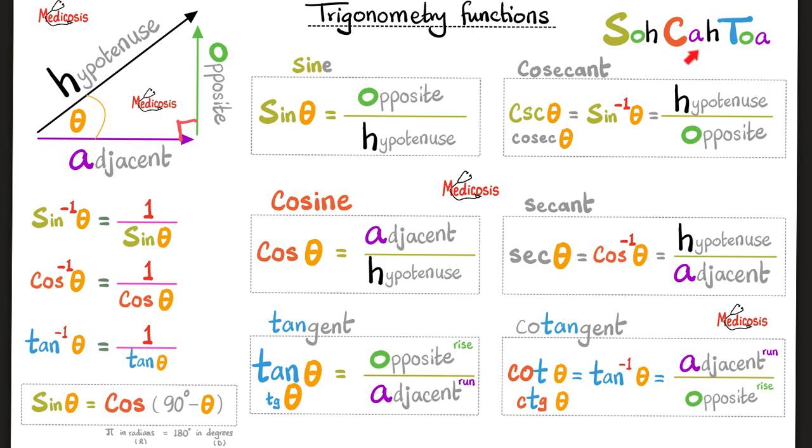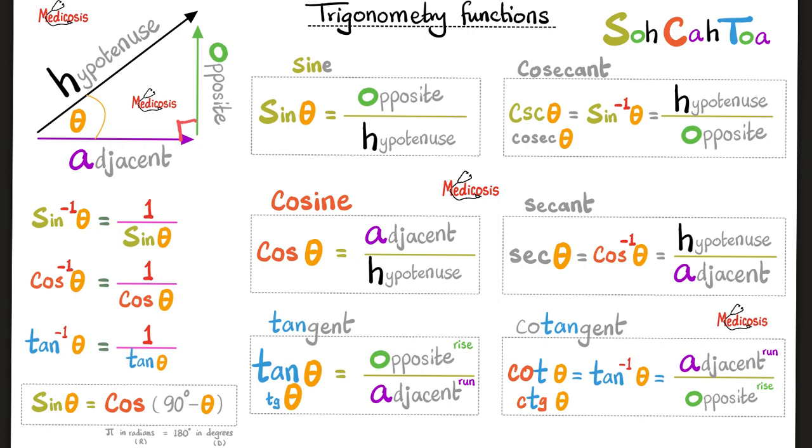Next, cosine theta is the adjacent over the hypotenuse, just like that. Therefore, what's the inverse? The inverse of cosine is the secant. And you can write it like this, secant theta, or sec theta, or cosine to the power -1 theta. I don't care. It's the inverse. Instead of adjacent over hypotenuse, it's hypotenuse over adjacent. Last, the tangent of theta is the opposite over the adjacent, or the rise over run.